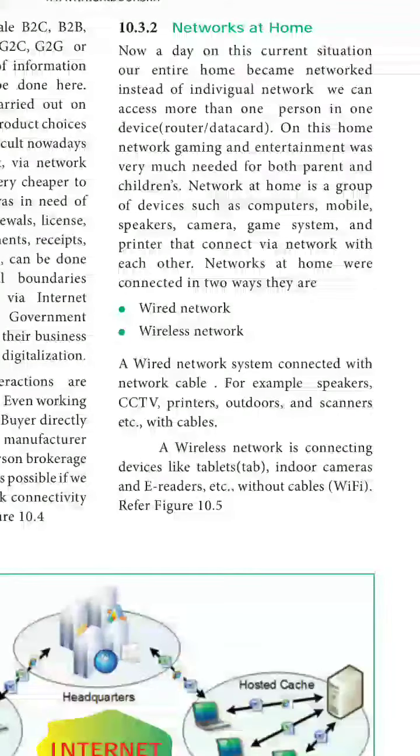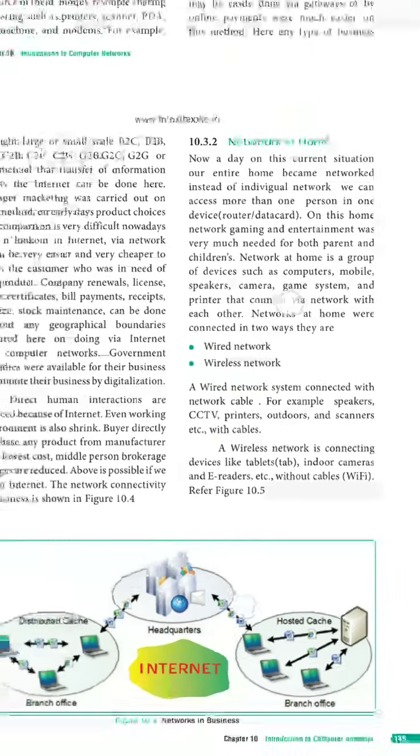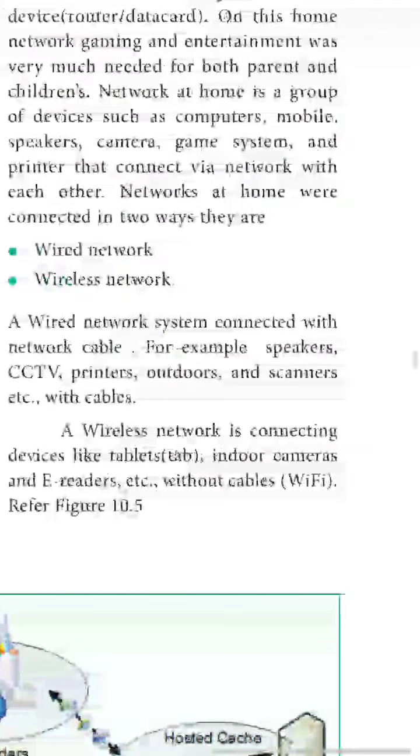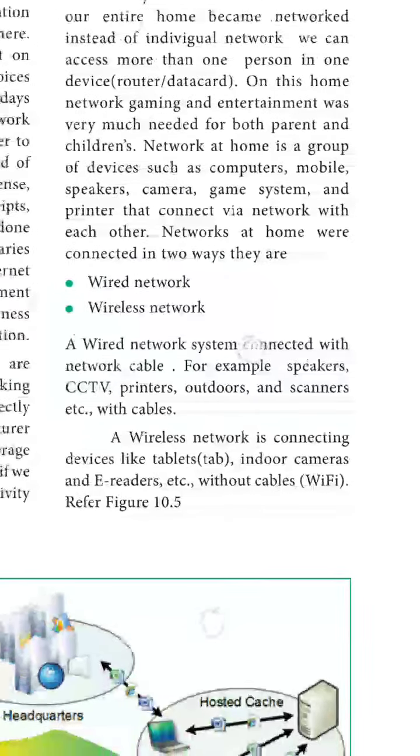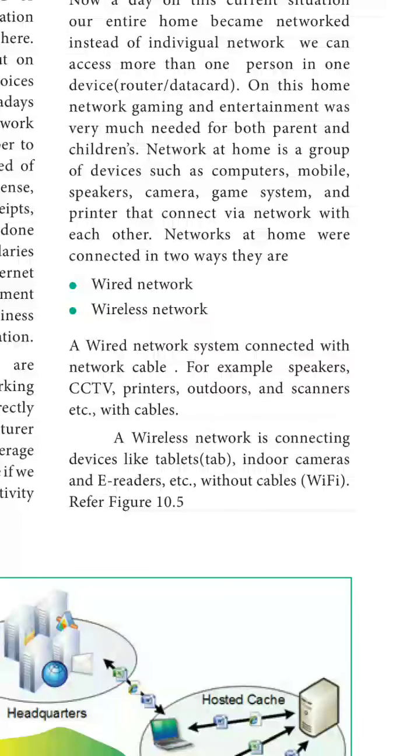So in foreign countries, you can see that when the car arrives at the gate, they press a button, then the gate automatically opens. Okay, so this is a wireless connection between the car and the gate opening system. So a wireless network connects devices like tablets, indoor cameras, and e-readers. Without cable, Wi-Fi can be used.